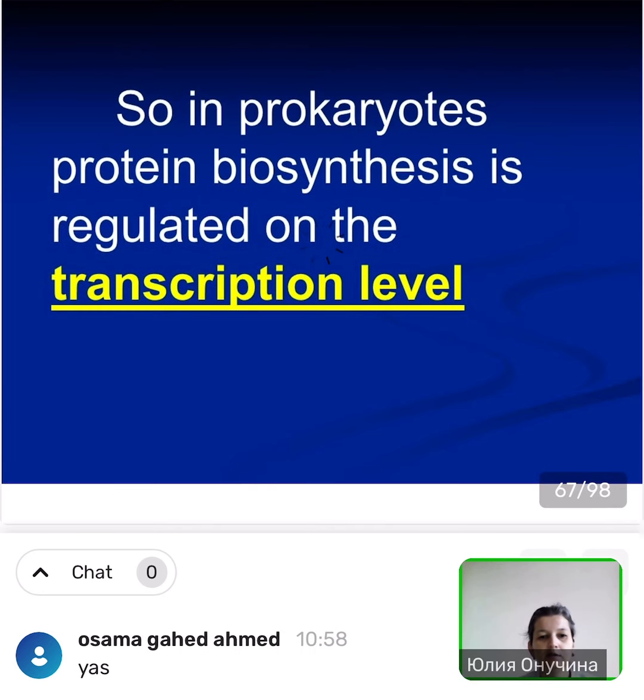So it's a very easy variant of regulation of biosynthesis, and it may be only at the transcription level. So remember this: prokaryotes or bacteria can regulate their biosynthesis of proteins only at one level, the transcription level. And for this they have a regulator structure, the operon, a regulator unit.